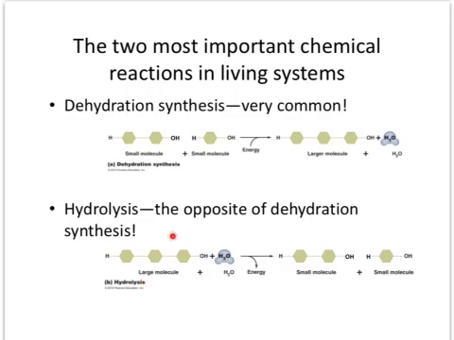Here we can see a large molecule, and water is also necessary as a reactant. Water attacks one of the bonds in the larger molecule and breaks that bond, liberating two smaller molecule products. In our protein synthesis example above, if we were to take a protein and start breaking it up back into individual amino acids, the individual amino acids would be produced from a hydrolysis reaction. Again, hydrolysis reactions are very, very common in biological pathways.